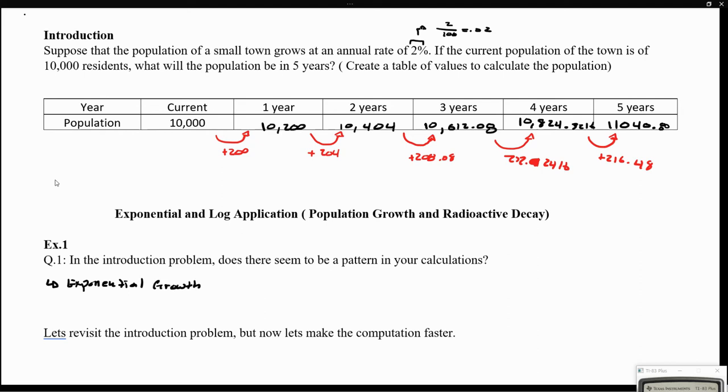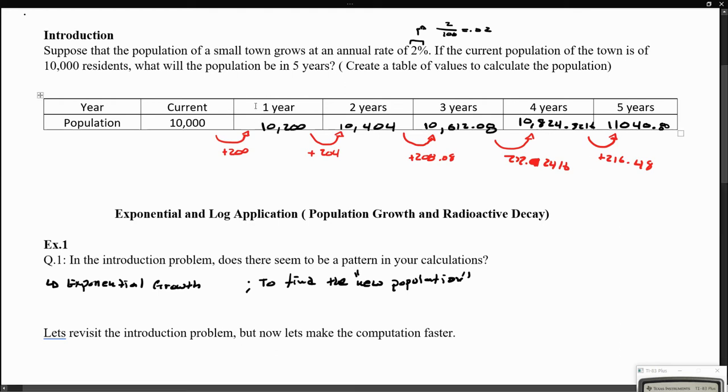growth. Because what we did to find the new population, let's say we wanted to find the first year: we got 10,000, and then notice that we multiplied by 0.02, and added the result, and this is my new population. I multiply by 0.02 and add the result, and so forth. Notice that in order to find the new population, we multiply by 0.02 and add the result.